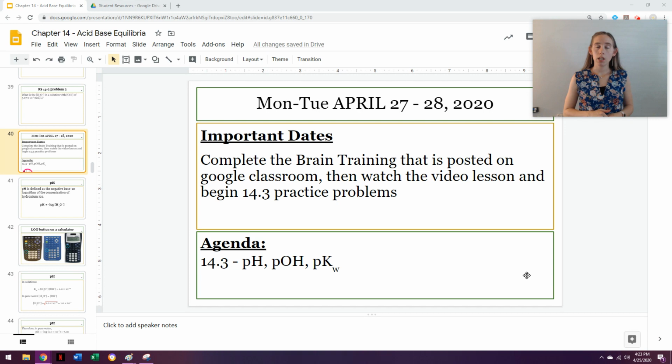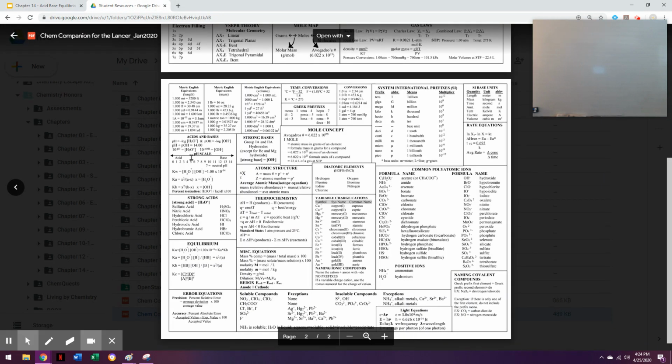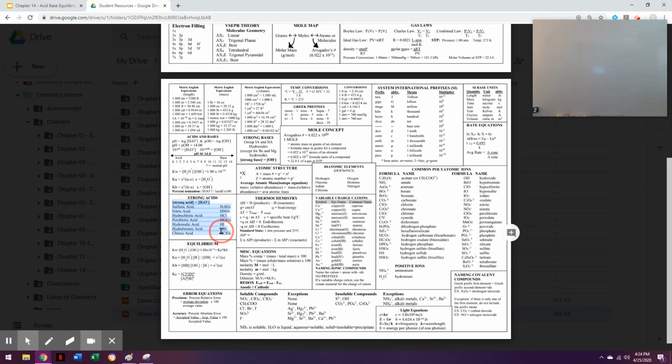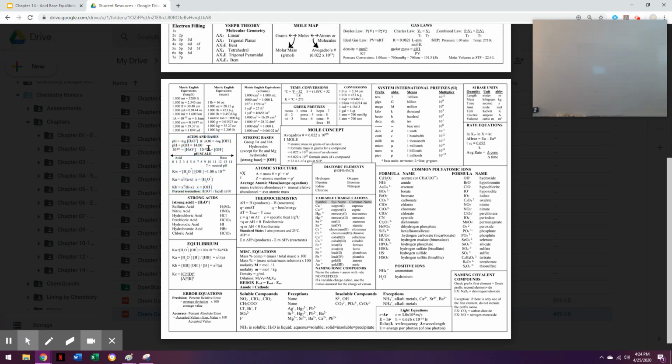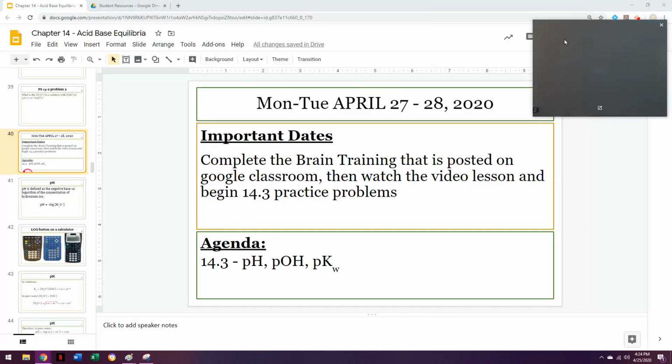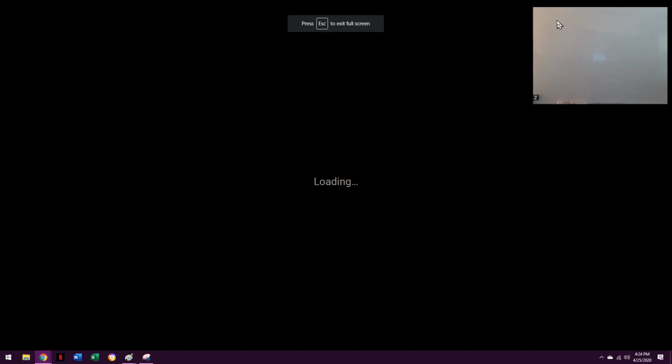We're also going to learn something called pOH and pKw. So you need your calculator and your periodic table. On your periodic table, I'm going to show you exactly what box we are going to be looking at. So if we move up here, it is where it says strong acids, the strong bases box, and also our acid base box here, and all of these little pH equations. So I will show you how to use those in our examples. So let's move back to our slides here.